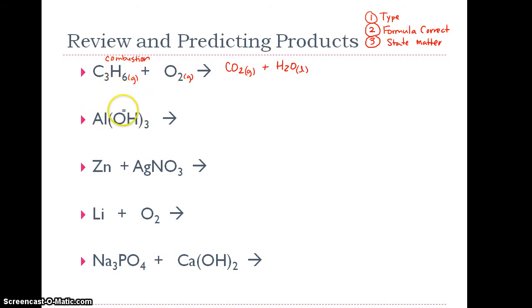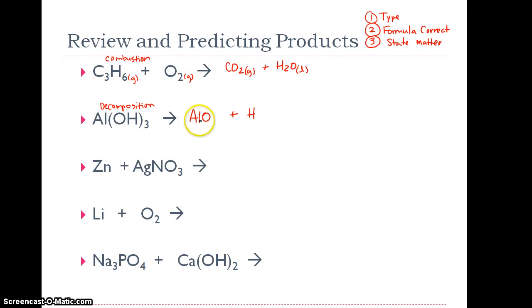So this next one, it has one compound. It's going to break down into its components. So this is going to be a decomposition reaction. Okay, and most of the time, anytime you have oxygen, these two are going to break apart and hydrogen is going to be produced. It would take a ton of energy to get solid aluminum back. So this is going to be aluminum oxide plus hydrogen.